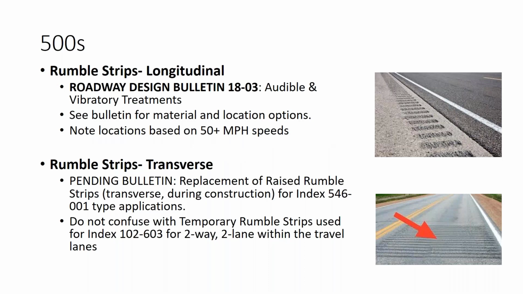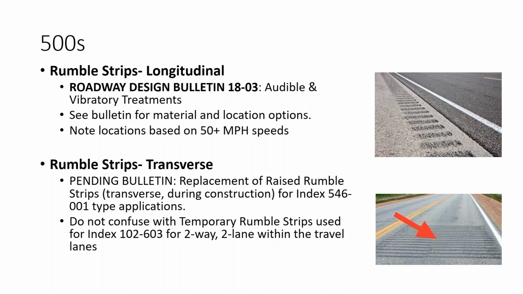Rumble strips. We did have a bulletin in 2018 to address some of our rumble strips. Actually, there were two of them. The first one dealt with the longitudinal rumble strips that may be on the shoulder or on the edge of pavement, and they're now identified as audible and vibratory treatments. Most of these locations are based on the 50-mile-an-hour speeds and greater, but please refer to that bulletin or the updated FDM for the material and location options.